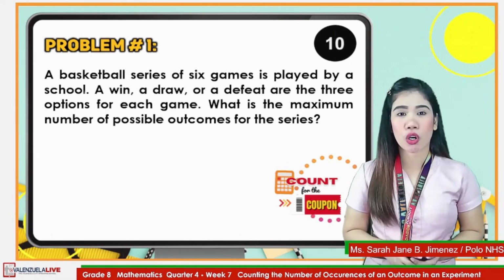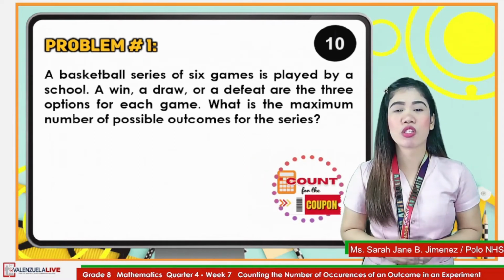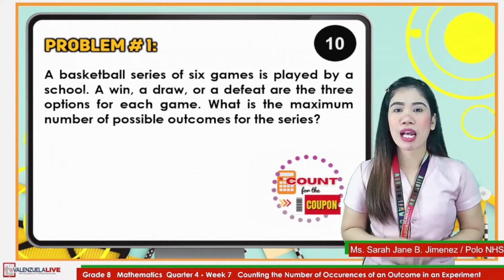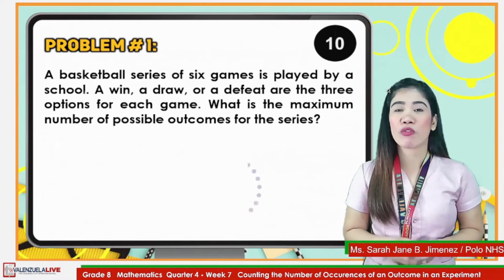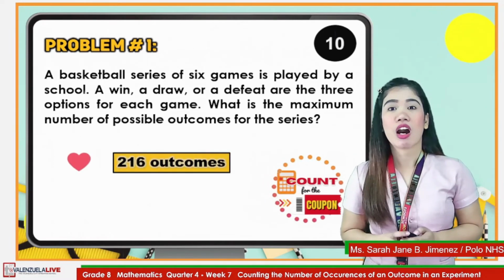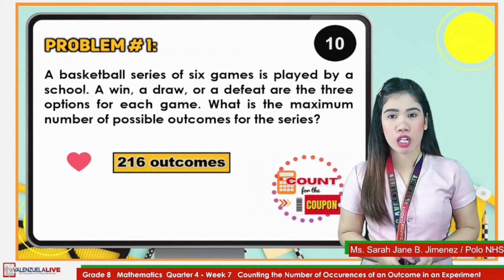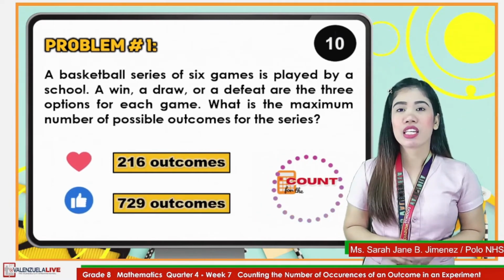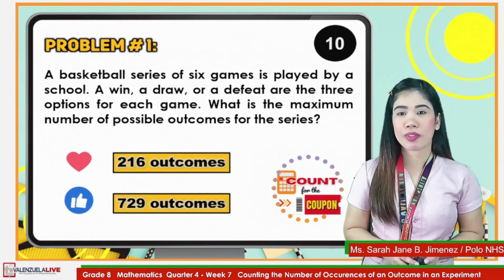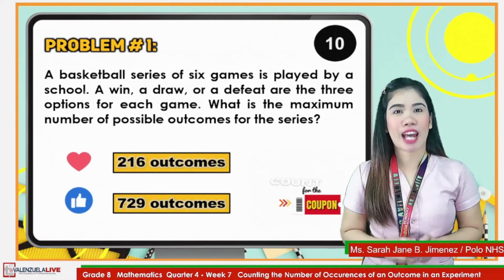For problem number 1, a basketball series of 6 games is played by a school. A win, a draw, or a defeat are the 3 options for each game. What is the maximum number of possible outcomes for the series? Is it heart, 216 outcomes, or like, 729 outcomes? Timer starts now.